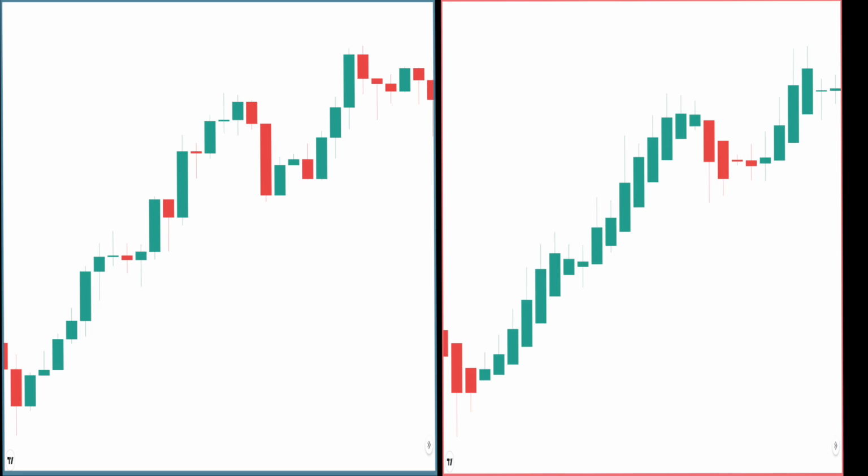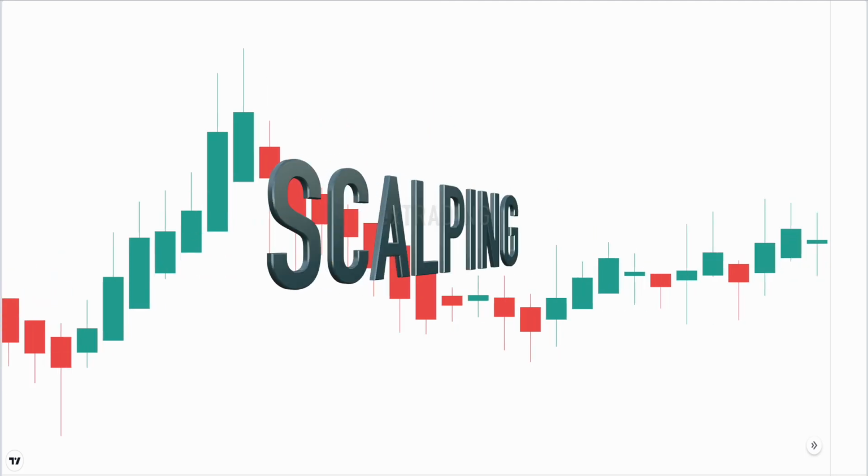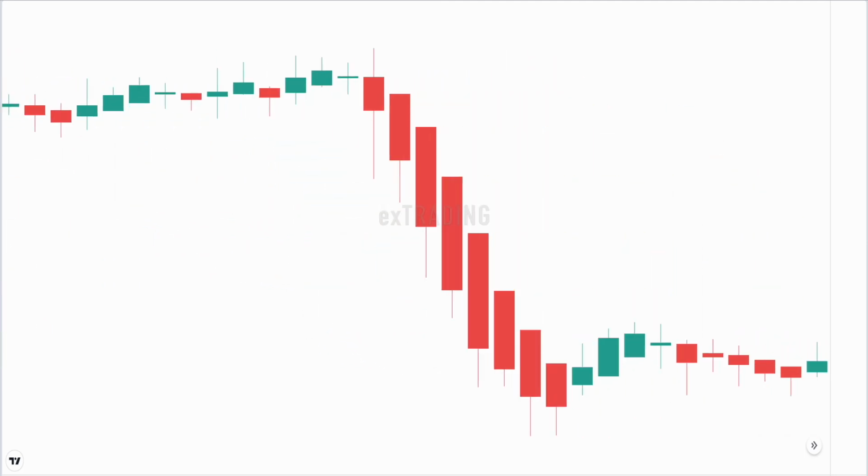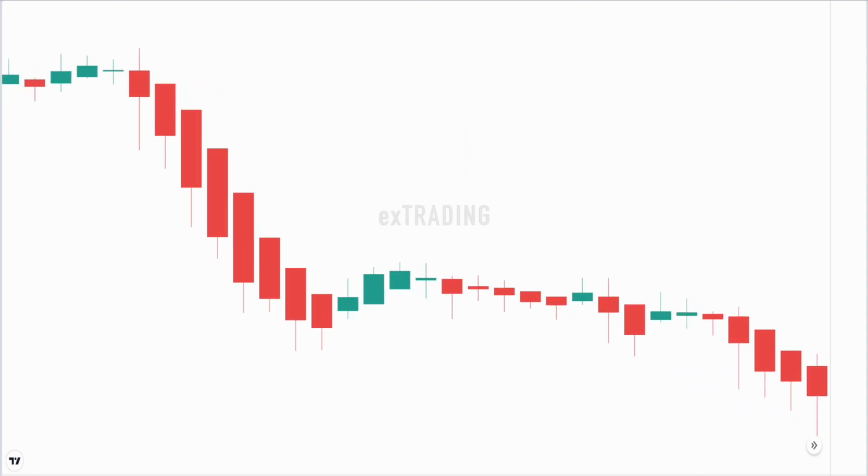Heiken Ashi charts share some characteristics with standard candlestick charts. That being said, Heiken Ashi charts can be applied to the same time values as regular candlestick charts, making them useful as part of a scalping, day or position trading strategy. But they differ based on the values used to create each candle.